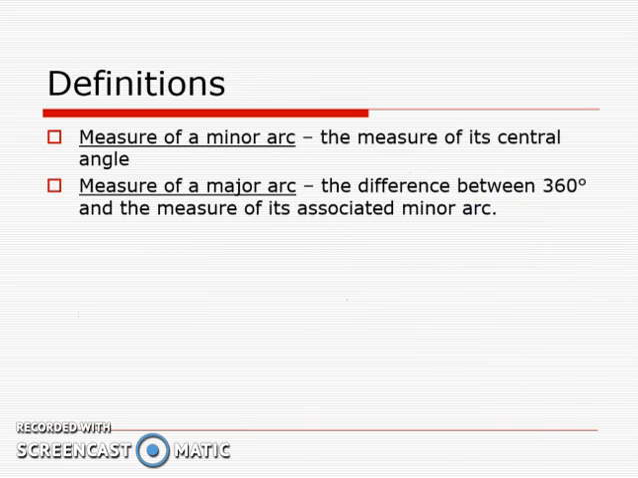The measure of a minor arc is just the same as the central angle. So if the angle is 50 degrees, then the arc is 50 degrees. The measure of a major arc is 360 minus the minor arc. So again, if the minor arc was 50 degrees, then the major arc would be 310 degrees. It's the measure from the point to the other point going the longer way around the circle.